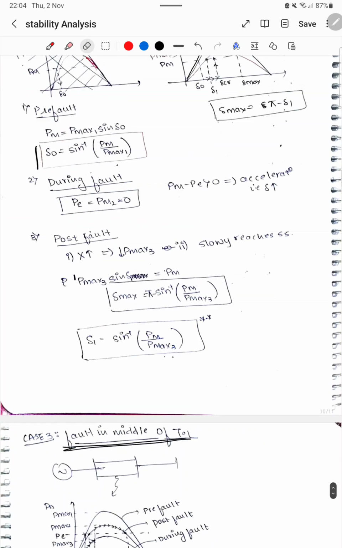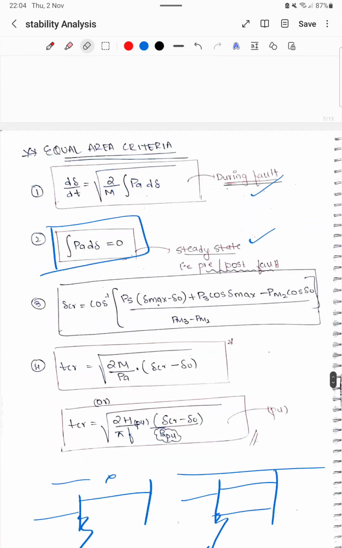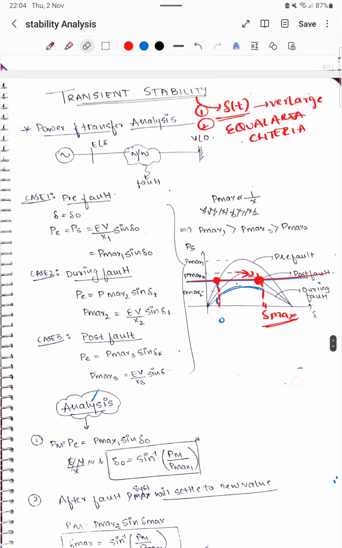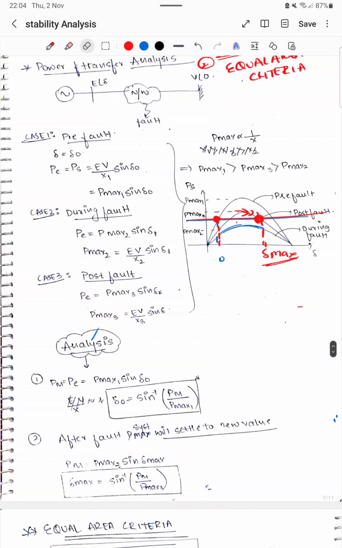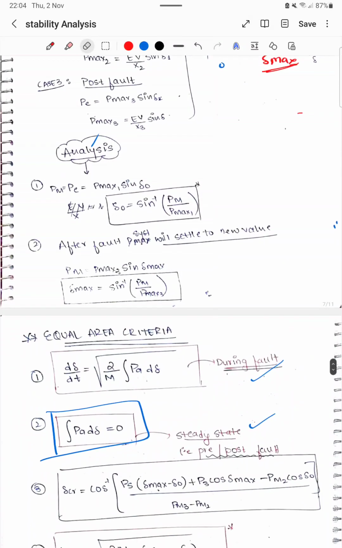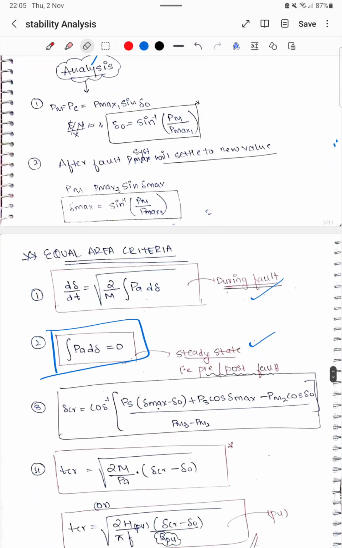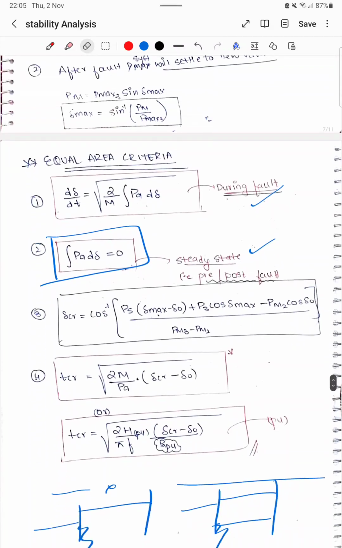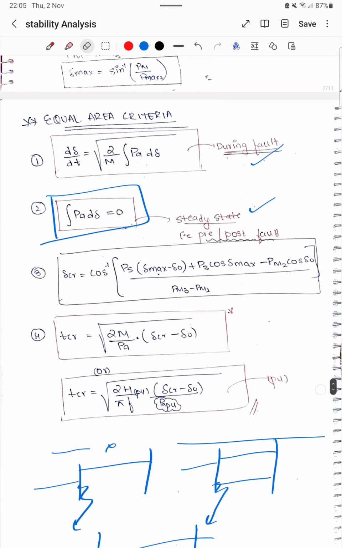So this lesson was very simple. It had nothing much. It was simply pre-fault, during fault, post-fault analysis, and we saw in equal area criteria that d del upon dt equals root of 2 upon M into the integration of Pa d del. That is during fault. At steady state that will be 0. In turn, the integration of Pa d del becomes 0.